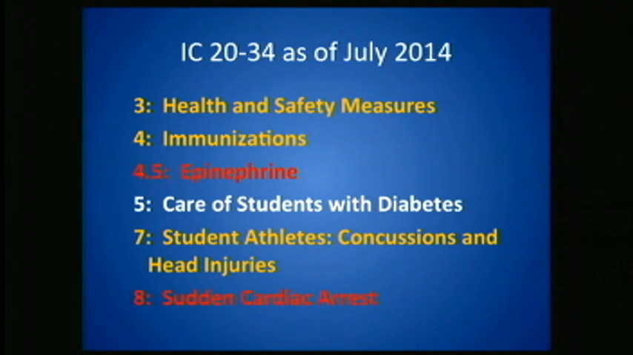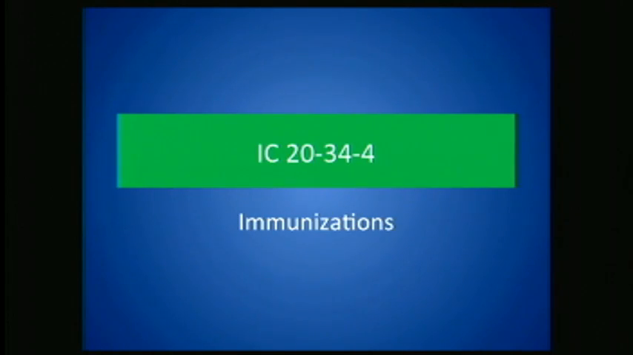We have just reviewed the highlights under Chapter 3. Let's now move on and look at Chapter 4. So if you look at this slide here, it shows you all of the different chapters we're talking about. We did Chapter 3, Health and Safety Measures, and now we're going to move on to Chapter 4. This next chapter is called Indiana Code 20-34, Chapter 4, and it deals with the topic of immunizations.